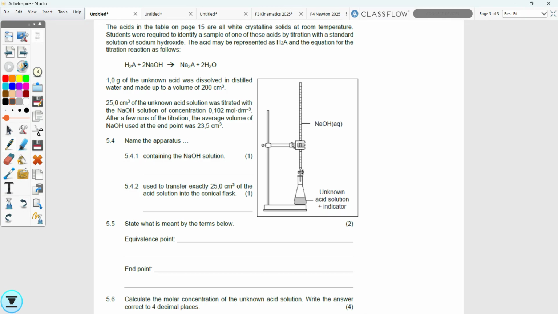All right, this was the next question. Then they say the acids in the table were all white crystalline solids at room temperature. The students were required to identify a sample of one of these acids by titration. So you're obviously going to get a titration, I hope you know that, with a standard solution of sodium hydroxide. An acid may be presented as H2A, and the equation for the titration is as follows.